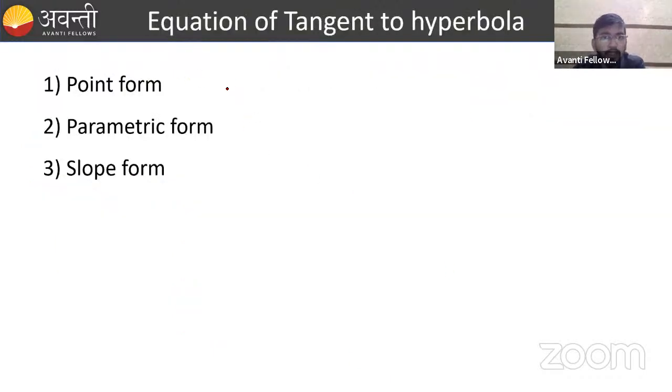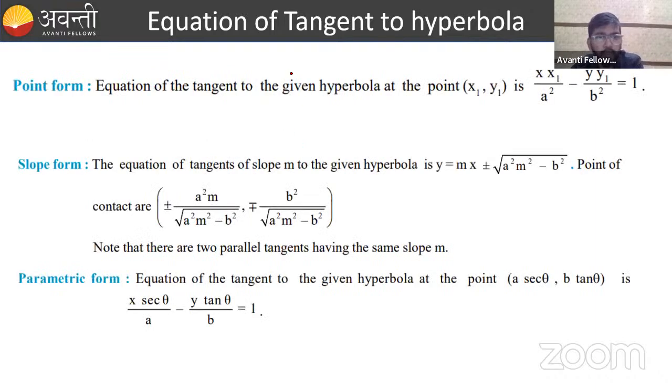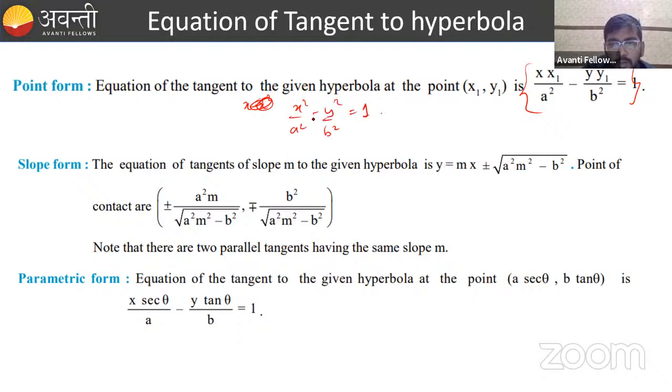Now, the equation of the tangent to the hyperbola has three types of equations. First is point form, parametric form, and slope form. So point form is given by this equation. What we have done here is we have just substituted. See, if I write x square by a square minus y square by b square equals to 1, right?